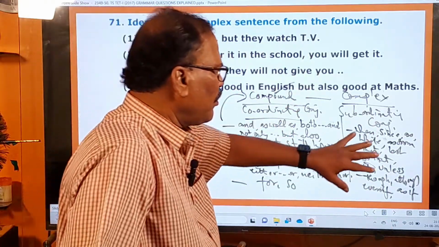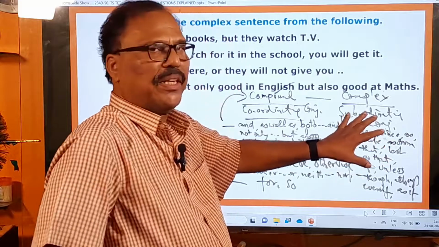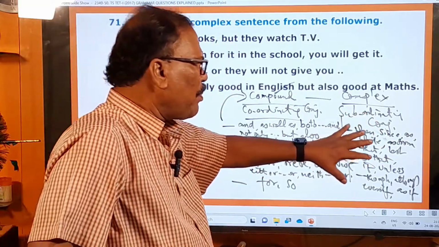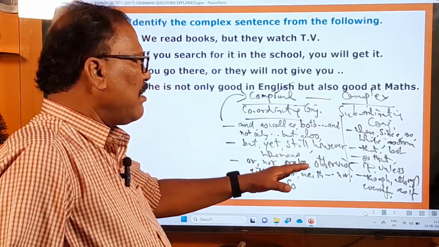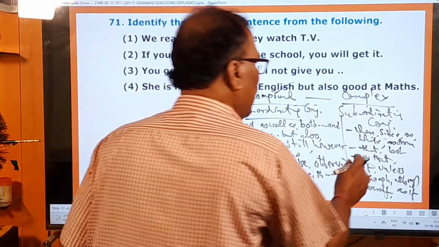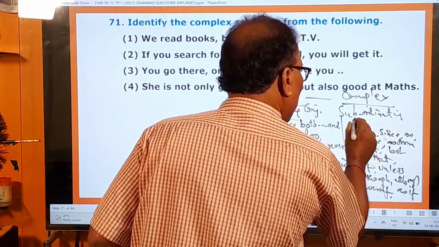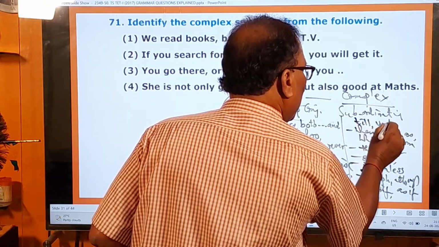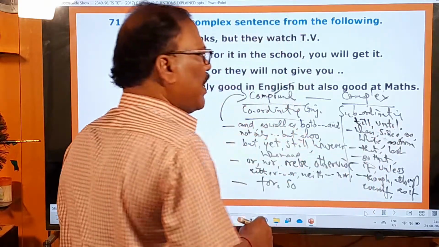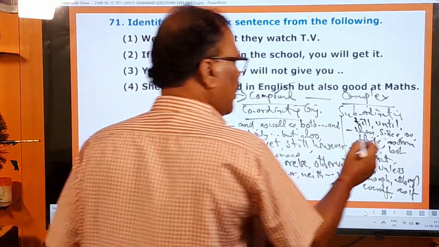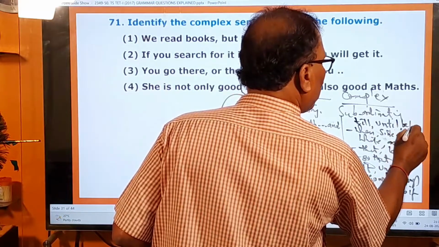I'm not able to give the full list of these subordinating conjunctions. These are the prominent ones. When, since, as, till, until. Let me write the things here. Till, until. These are also very important. Before, after. Before.